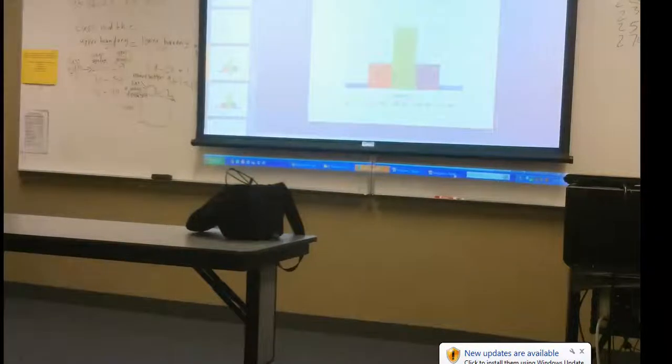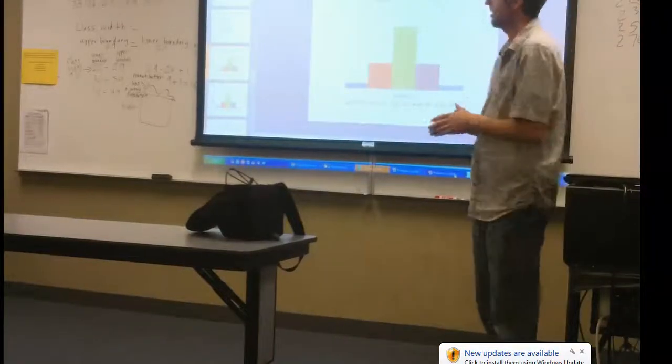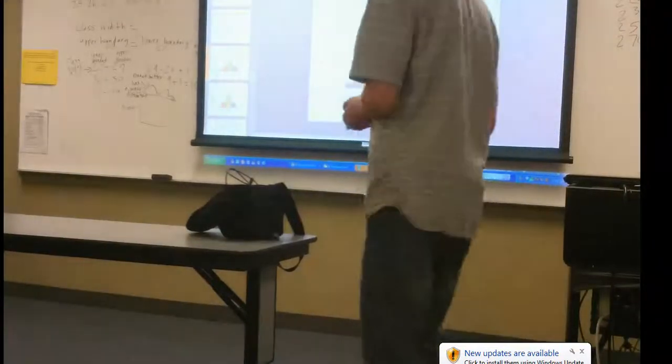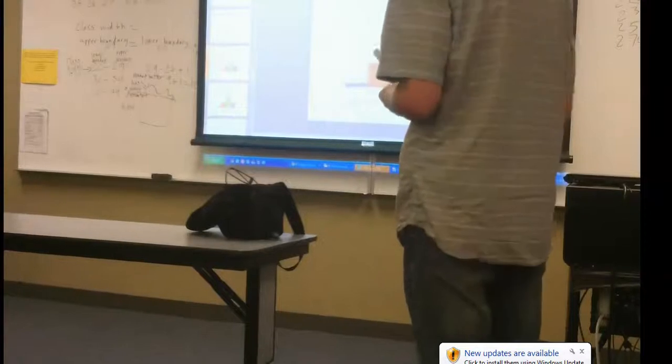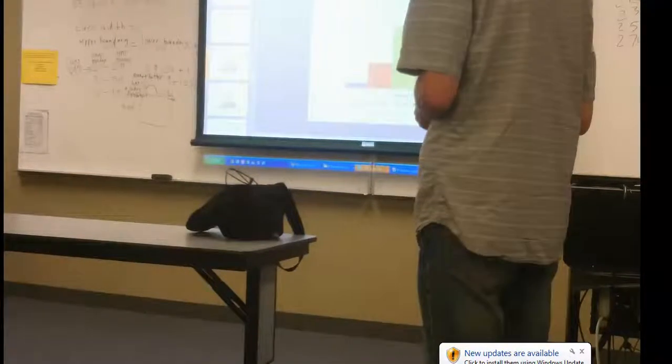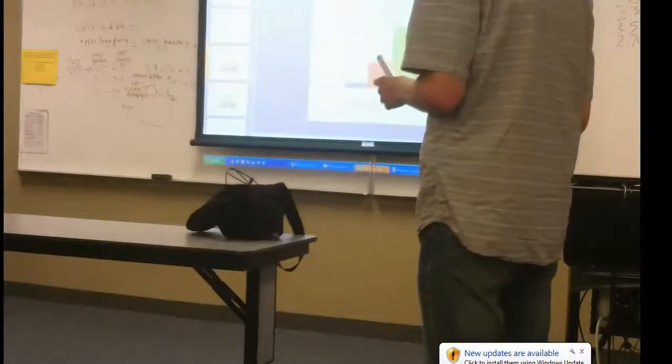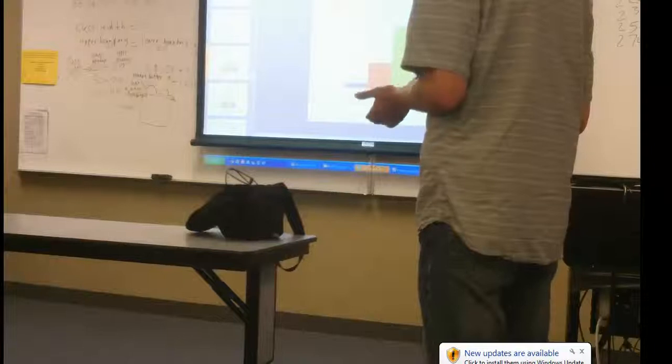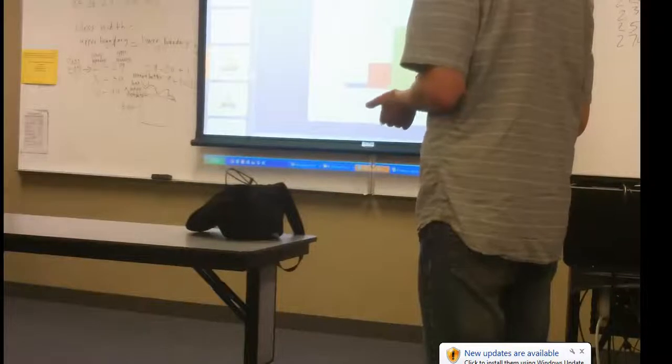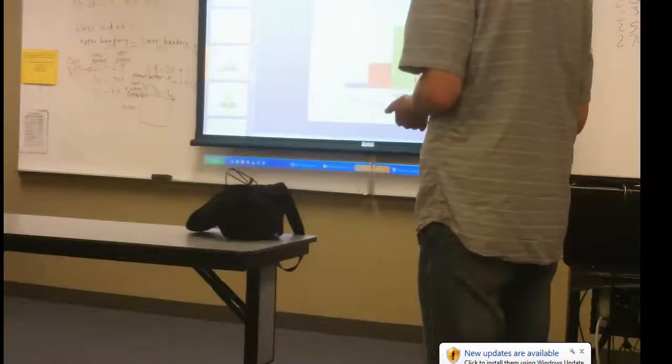Now, here's another frequency table with a graph right here. I'll give them about 5 minutes to do whatever they need to do, and then we'll look at this again.